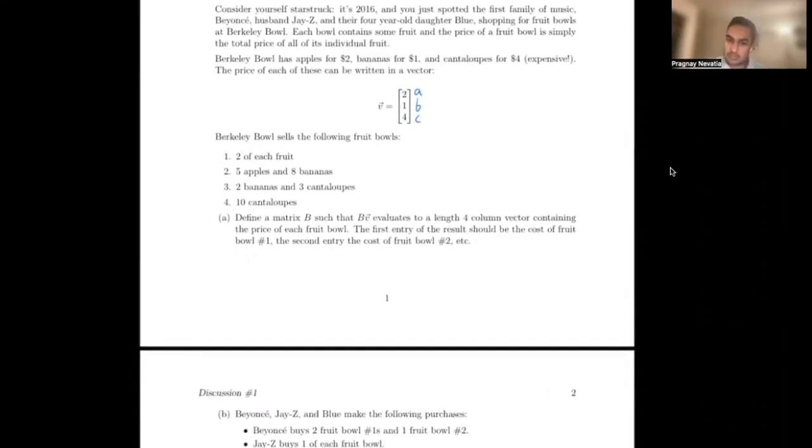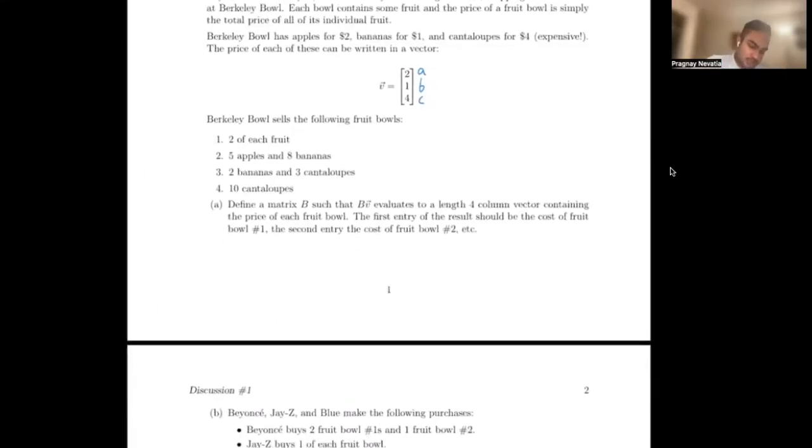And the goal of part A is to define a matrix B, where multiplying B with V gives you the price of each fruit bowl. So the first thing you should consider is what is the shape of B? Now we know that the product itself has a length 4, so the number of rows should be 4, and we also want the number of columns of B to be equal to the number of rows in V. So B is a 4x3 matrix, and just to be more clear on what each row and column means, each row is a fruit bowl, and each column is the fruit price.